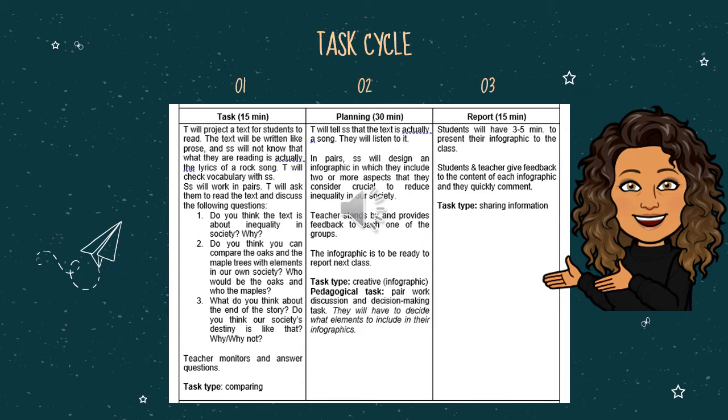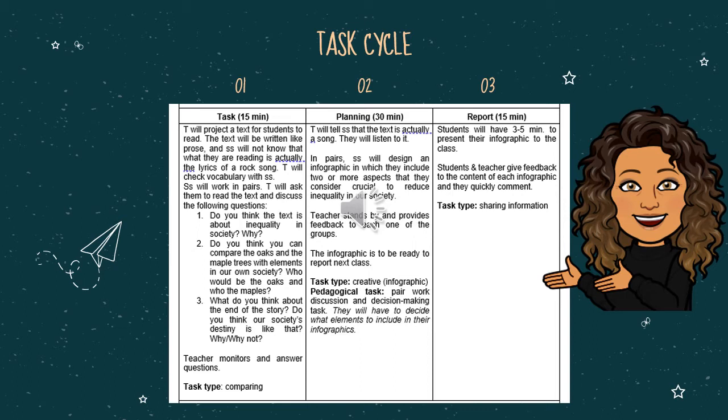Take a look at what I wrote here. Students will work in pairs. I would ask them to read the text and discuss the following questions. Of course, I would give them time to discuss these questions, and I would be there monitoring and answering questions in case they have them.